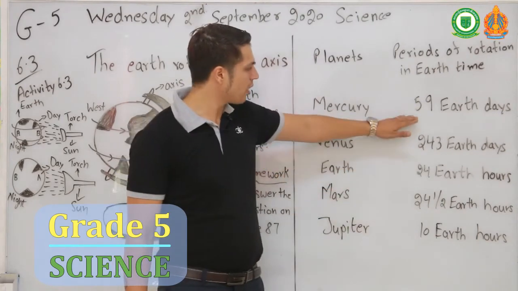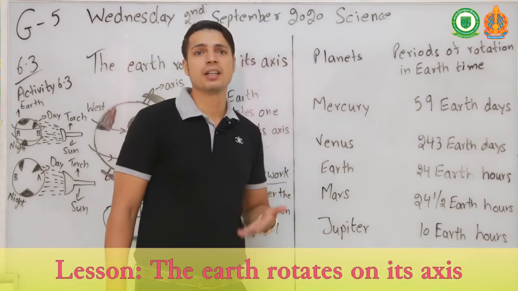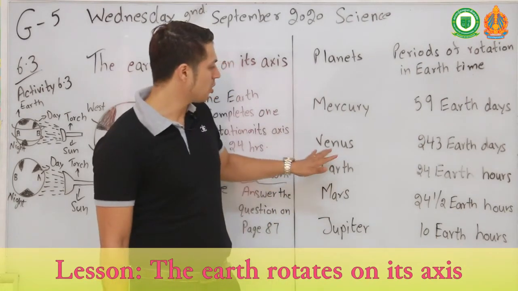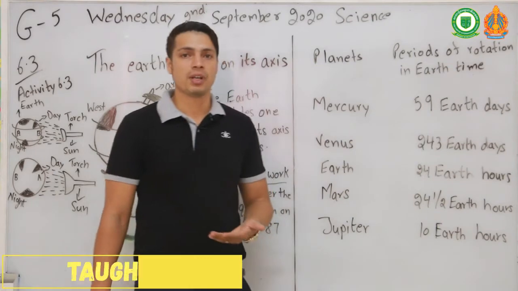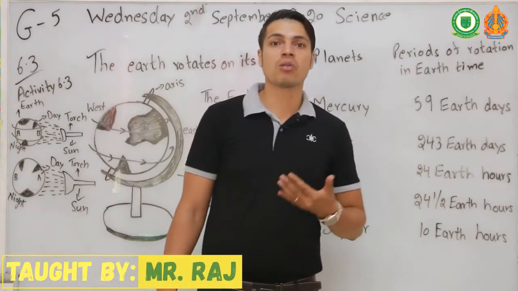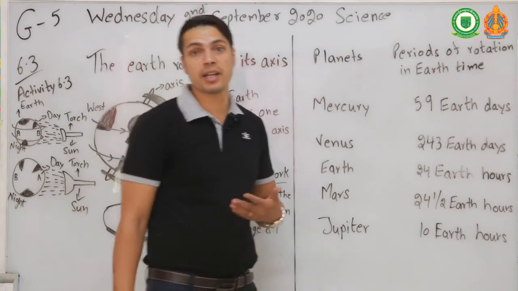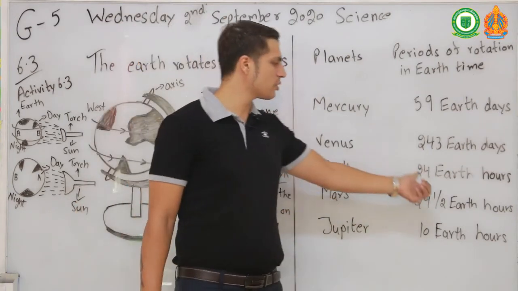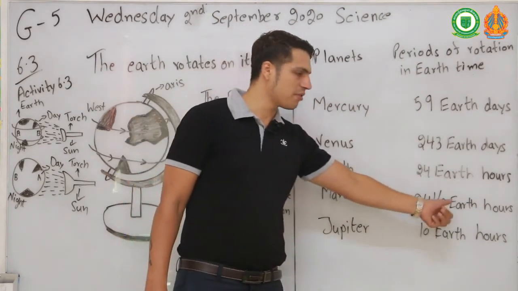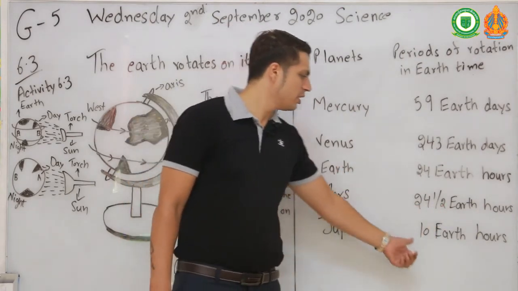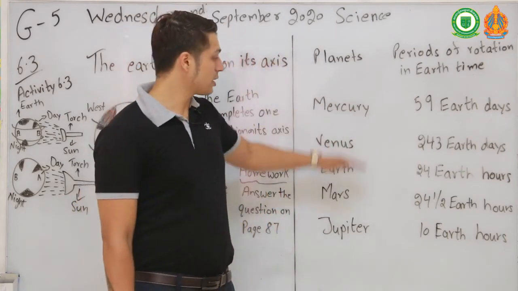So one day on Mercury is similar to 59 days on Earth. On Venus, 243 Earth days, so it means one day on Venus is similar to 243 days on Earth. Earth, as you know, 24 Earth hours. Mars, 24 and a half Earth hours. Jupiter, 10 Earth hours. Okay, so this is the table.